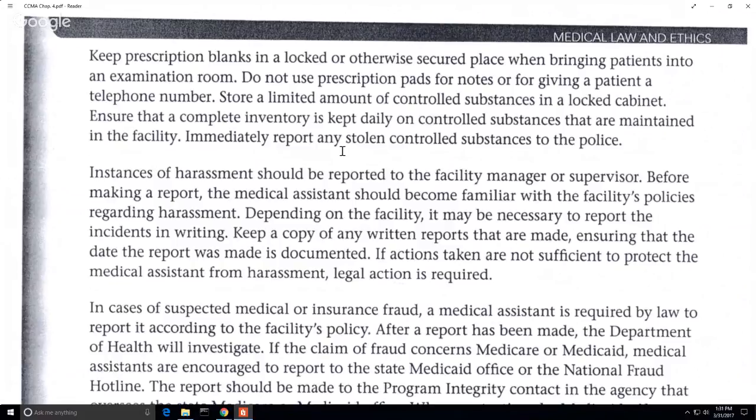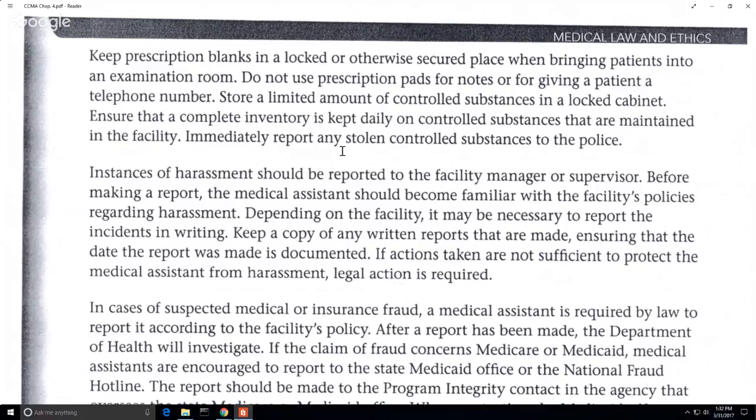Now keep the prescription blanks in a locked or otherwise secured place when bringing patients into the examination room. Actually, the prescription pads should always be kept locked, especially those with the DEA number, the narcotic ones. Do not use prescription pads or notes for giving the patient a telephone number, because he can write down a prescription on those, anything.